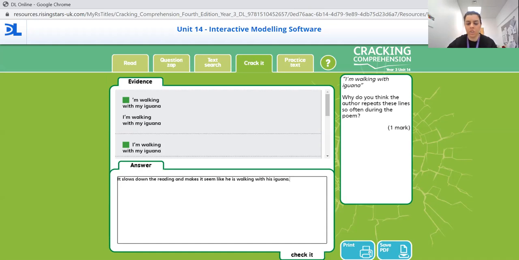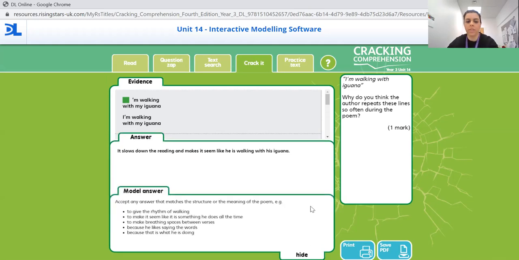Okay, let's check out the answers. So they said to give the rhythm of walking. So that's a bit like what I've said. So I said it slows the rhythm down. So the rhythm is the pace that you would read it at, and it makes it look like he's walking. To make it seem like it's something he does all the time, so he goes often, so he repeats it often, that would also be fine.